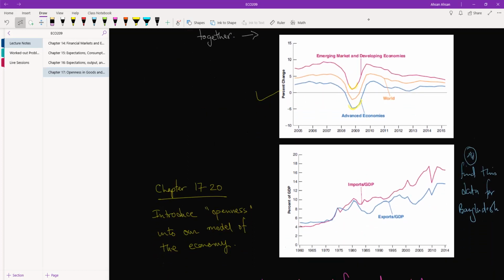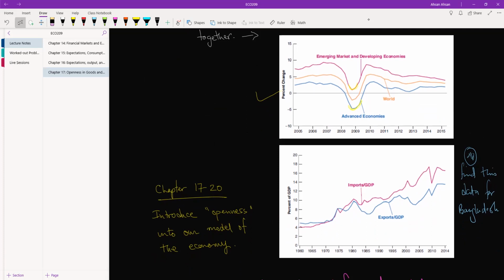We can also see in this second diagram that I have, this shows imports and exports as a percentage of GDP for the USA. You see that starting from the 1960s, where the rates were around 5% for both import and export, today they are much higher. They're both more than 10% of GDP. So what does that tell us? It tells us that over time, countries are starting to trade with each other even more. Notice that this is import as a percentage of GDP, and this is export as a percentage of GDP.